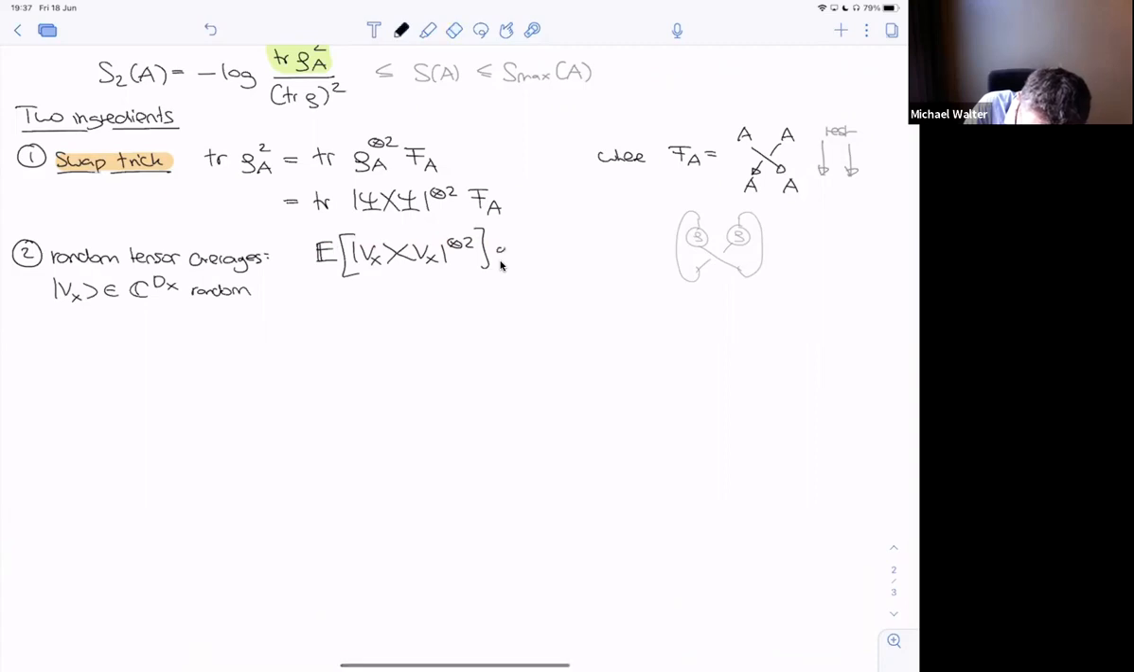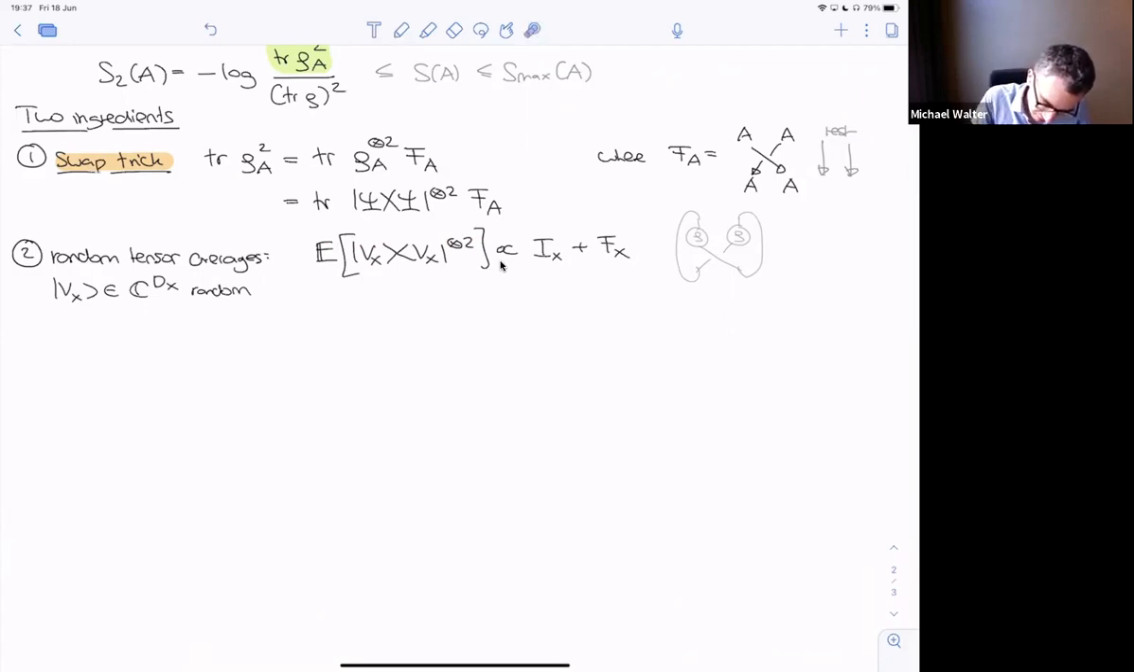Maybe I'm just going to say this. It's going to be proportional to the projector on the symmetric subspace, which is identity plus swap. And I'm now using subscripts X because we are swapping two copies of the X Hilbert space. Okay. So that's the idea.